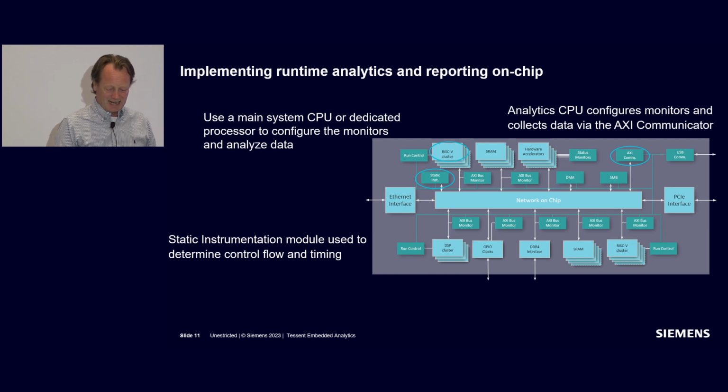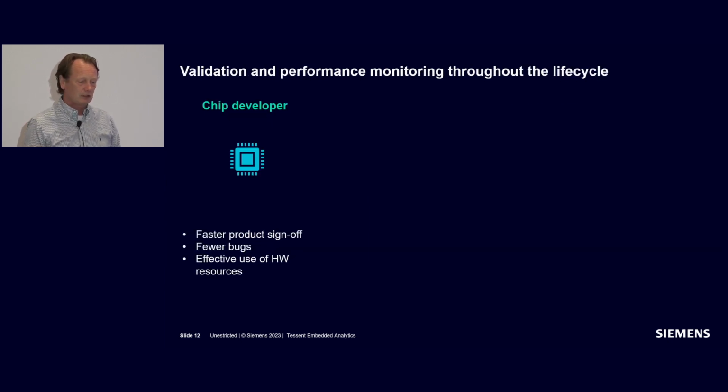So we've talked about how these functional instruments and Tessent Embedded Analytics can be used in different cases. For instance, for the chip developer, for the system integrator, for the software developers, this type of design visibility allows you to debug software and get the product out the door faster, and deliver a product with fewer bugs, and also help you optimize the software.